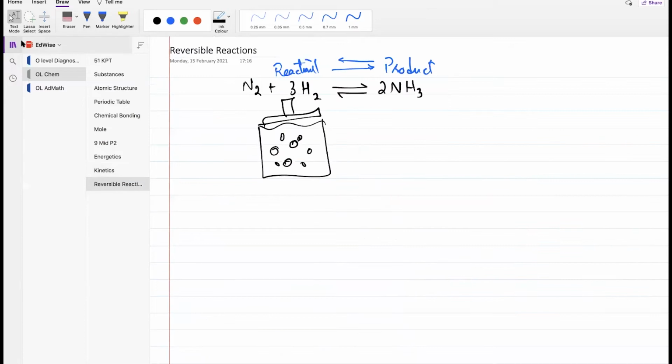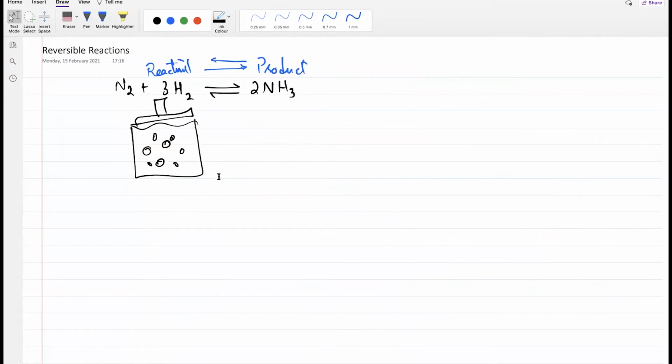Now that applies to reversible reactions. It applies in the sense that not only will nitrogen collide with hydrogen to produce ammonia, and all these factors will affect that, it is also possible that ammonia particles will collide with each other and they will produce nitrogen and hydrogen. They will decompose to do that. And then these factors are also going to be important.